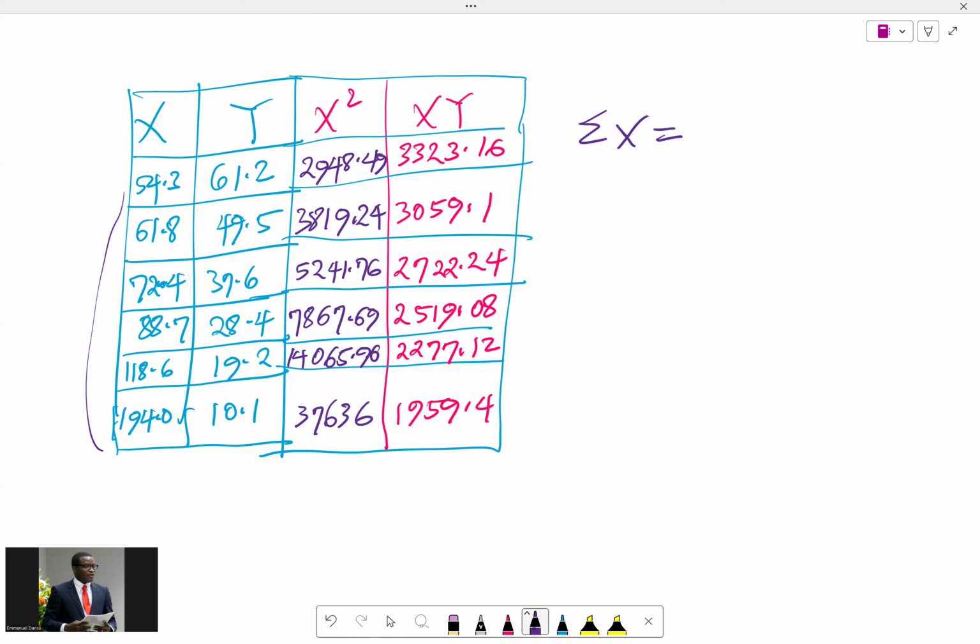So I want to check now 54.3 plus 61.8 plus 72.4 plus 88.7 plus 118.6 plus 194.0. So that is 589.8.